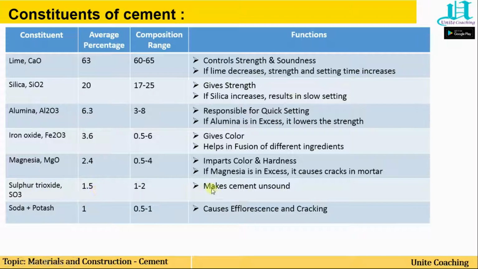Then sulfur trioxide, it makes the cement unsound. Then soda plus potash, it causes efflorescence and cracks. So these are the various functions of the various constituents of cement.